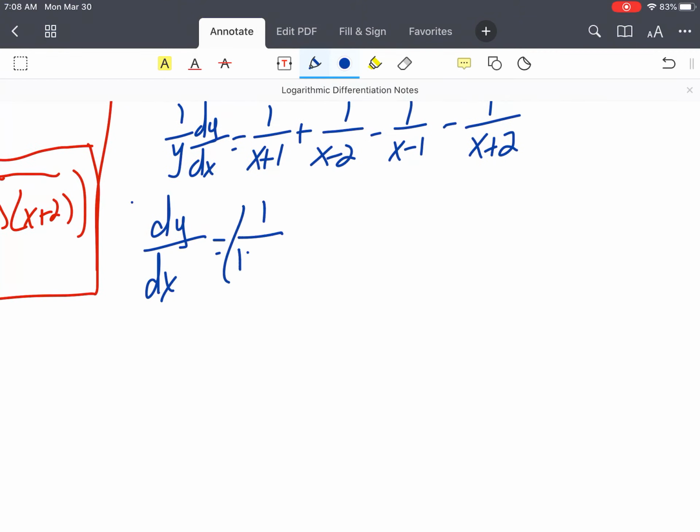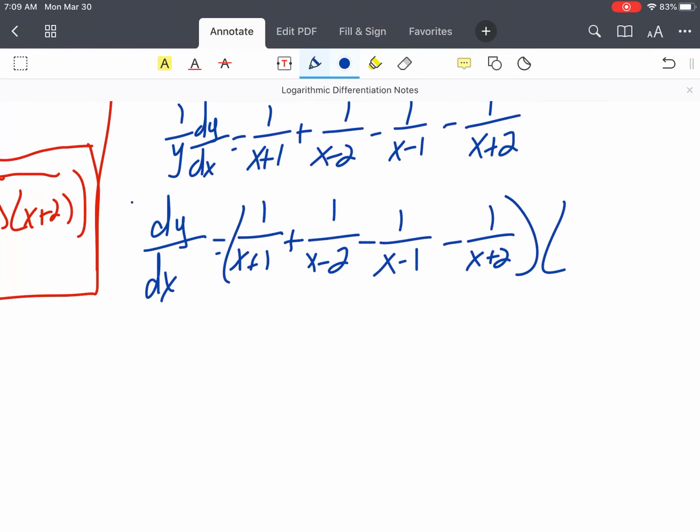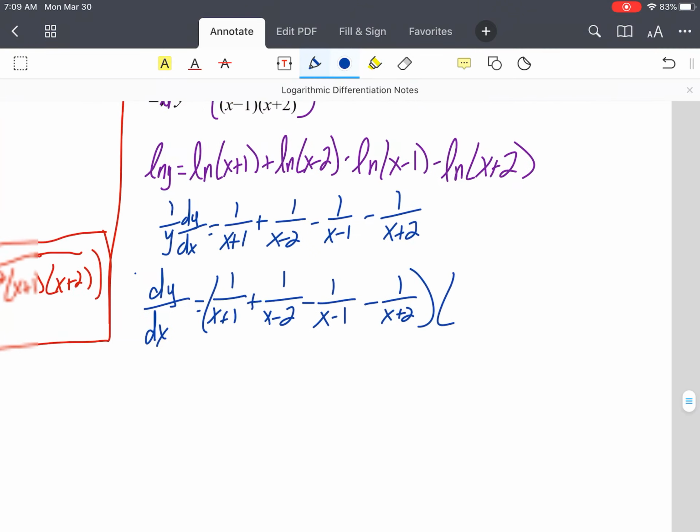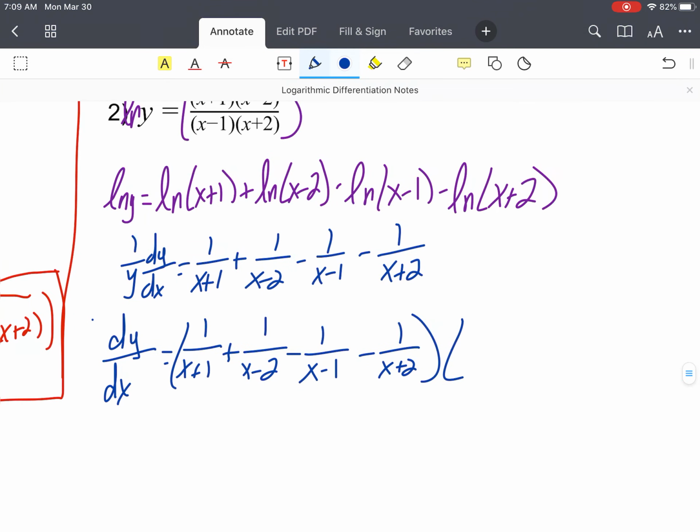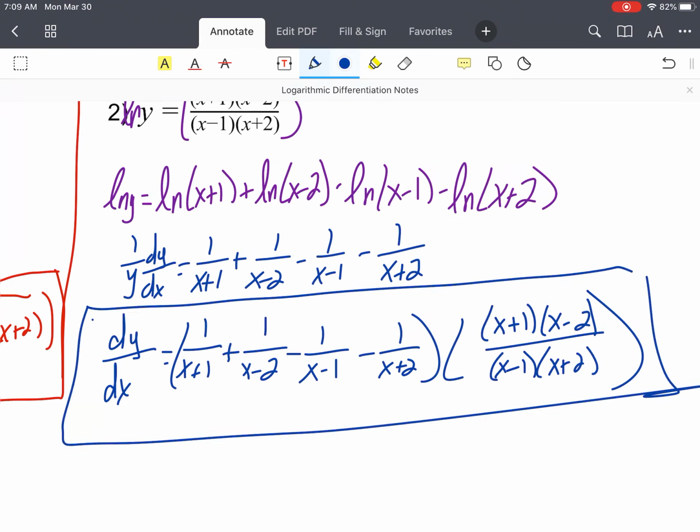Okay, so let's see. We're going to have 1 over x plus 1 plus 1 over x minus 2 minus 1 over x minus 1 minus 1 over x plus 2, all times that original function, which was x plus 1 times x minus 2 over x minus 1 times x plus 2.